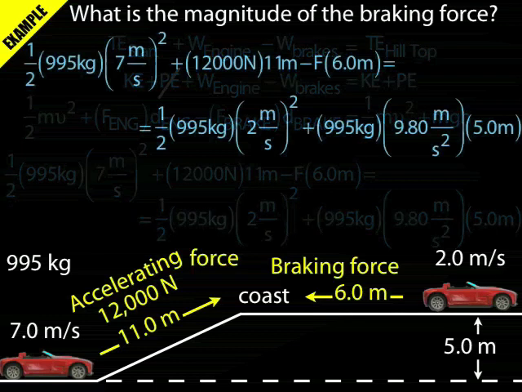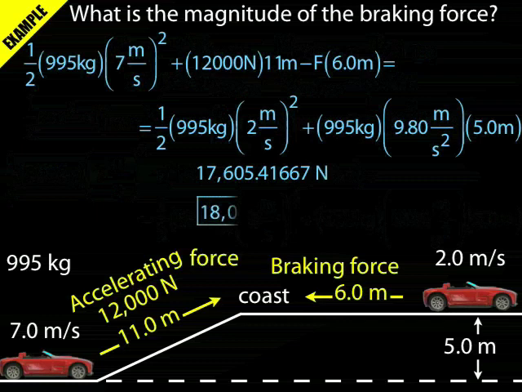Then when I set this up and do the math, I find out my force is 17,605.41667 newtons. Or if I look at the sig figs, I have two sig figs because of the 7.0 meters per second and the 2.0 meters per second and the 5.0 meters. You get the idea, two sig figs. So my final answer would be 18,000 newtons.